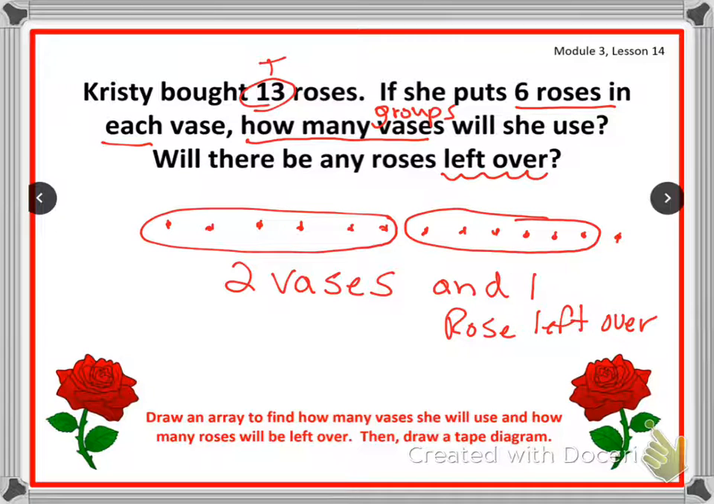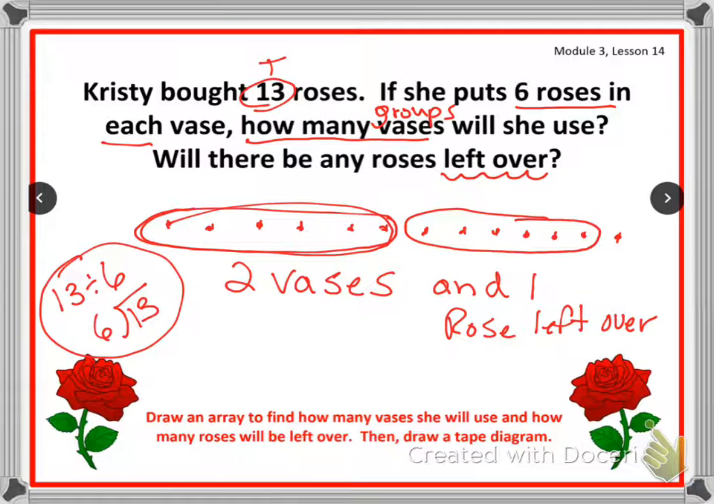Which looks something like this as the division problem. 13 divided by 6, or 6 into 13. So these are the 2 ways we can show how we can divide. But this is your drawing. This is how you're going to make an array to figure this out. But again, this is measurement division, because we need to understand how many groups. When we're looking for the groups, we're using measurement division. When we're finding how much are in each group, that's partitive division.